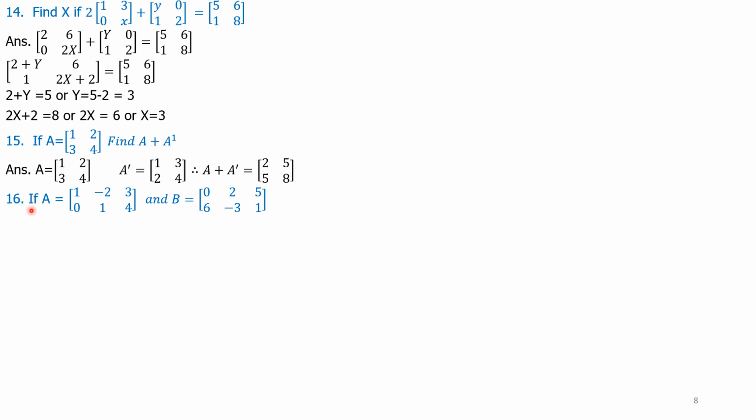Question number 16. If A is equal to 1 minus 2, 3, 0, 1, 4 within square bracket, this is a matrix of the order of 2 rows by 3 columns. This is first column, this is second column and this is third column. Therefore, it is 2 by 3. And B is equal to, this is also 2 by 3, 0, 2, 5. This is row number 1. And row number 2 is 6 minus 3, 1. And columns are 0, 6, 2 minus 3 and 5 and 1. Therefore, it is 2 by 3.